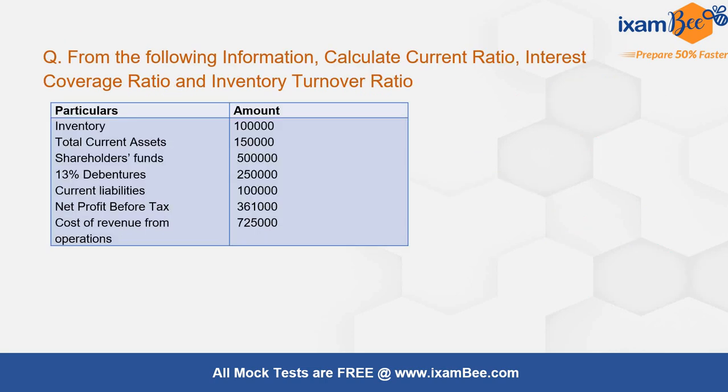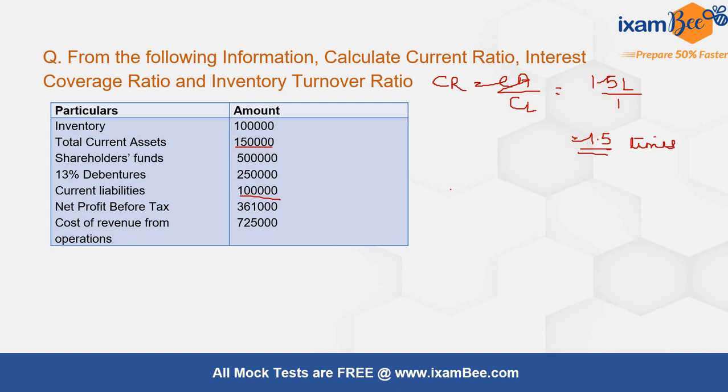Okay, next question. You have to calculate the current ratio, interest coverage ratio and inventory turnover ratio from the information given in the table below. So current ratio we have calculated a lot of times. It is current assets upon current liabilities. Total current assets given to us as 1.5 lakhs and total current liabilities given to us as 1 lakh. So 1.5 times is the current ratio.